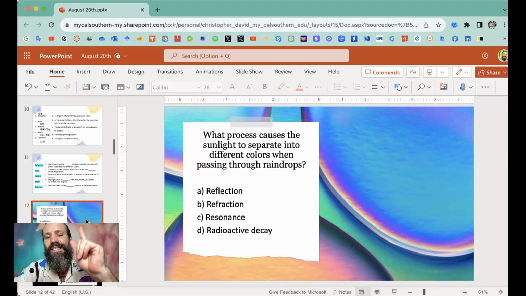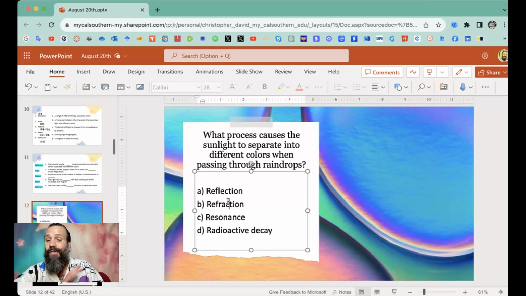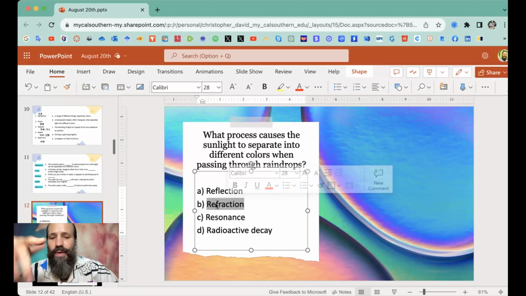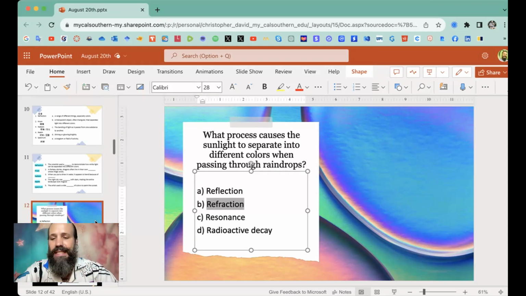What process causes the sunlight to separate into different colors when passing through raindrops? And that is, the answer is refraction. Some people say reflection. Reflection is like what you see in a mirror or in water. It's related in some degree. There's probably some etymological similarities.